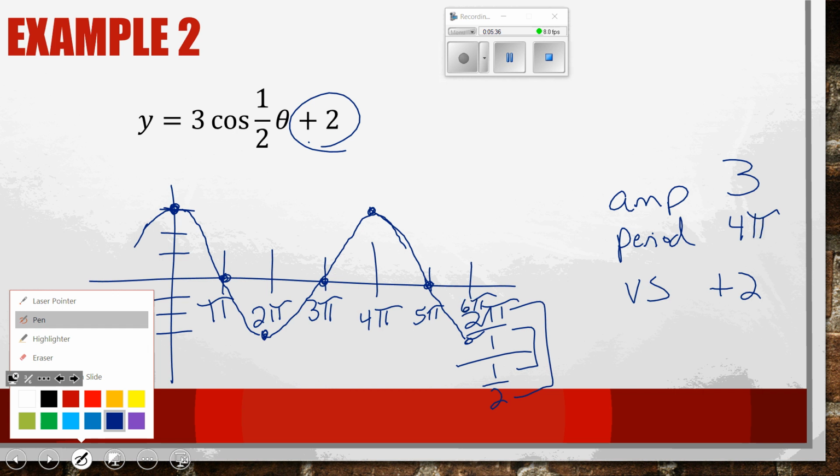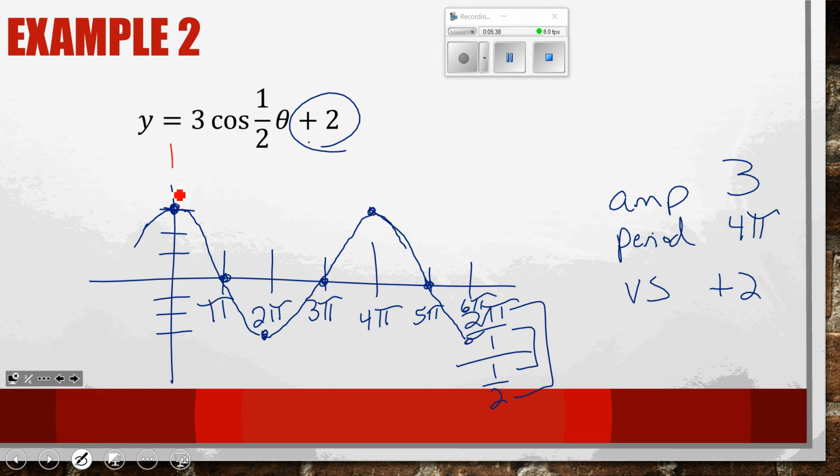Take your vertical shift, and I'm going to go up 2 more. So this point now goes to 5. This point goes to 2. This point goes to -1. This one goes to 2. This one goes to 5. This one goes to 2. This one goes to -1. And so here is the actual wave itself.